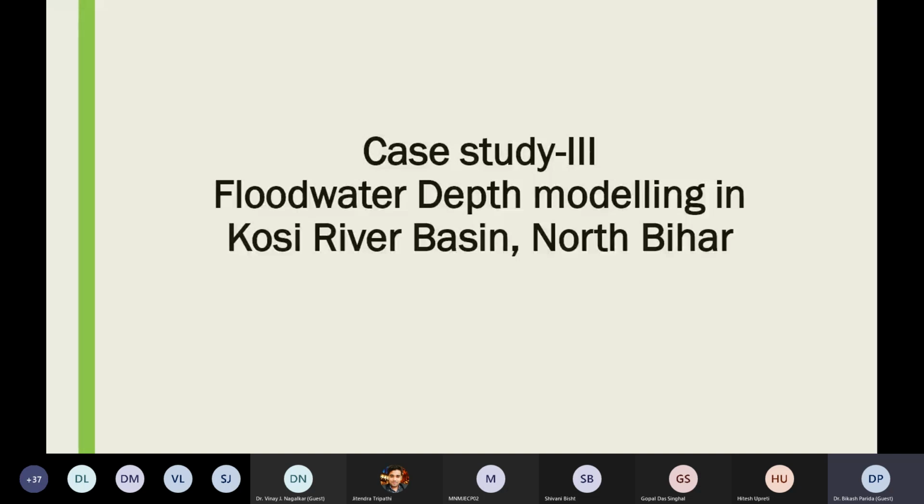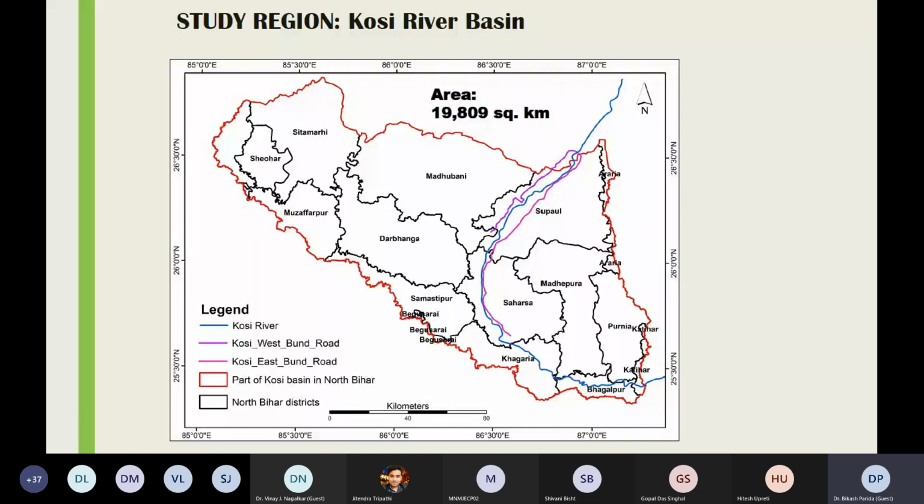So now I'm trying to focus on the Kosi River, on the depth, and before calculating the flood water depth, we need the inundation. So the inundation part I will discuss more over this part.